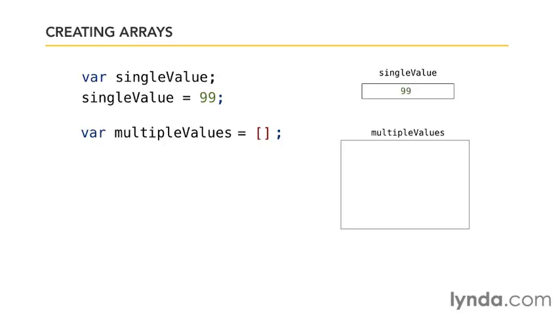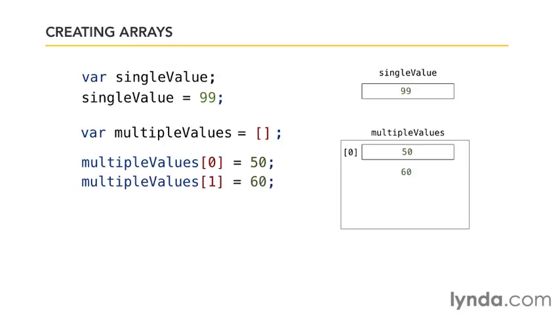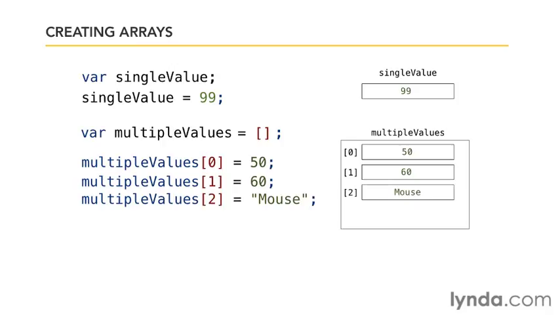Well, how do you do that? Using the square brackets again. If we want this array to hold multiple values, we need to be able to say which one we are dealing with. So we use an index. And I'm saying here, I want the index at 0 to be equal to the value 50. I want the index at 1 to be equal to the value 60. I can say the index of 2 is equal to the value mouse.